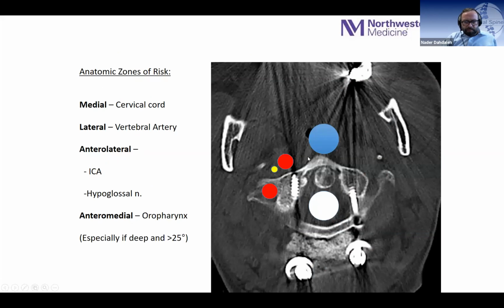Now, danger zones here. You don't want to put too long of a screw because you can hit the carotid artery anteriorly. If you're a bit too lateral, what is this? That's the hypoglossal nerve. Too long of a screw and too medial, that's the oropharynx. Too lateral, that's the vert. Too medial, that's the spinal cord. So you always want to make sure there are danger zones in that area, and that you're oriented towards that.